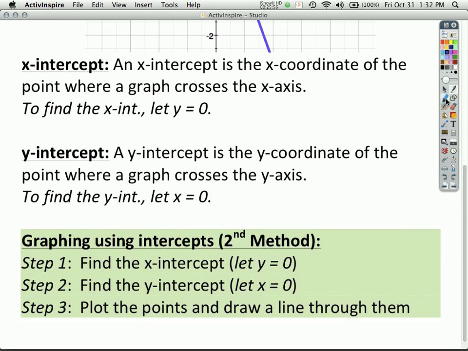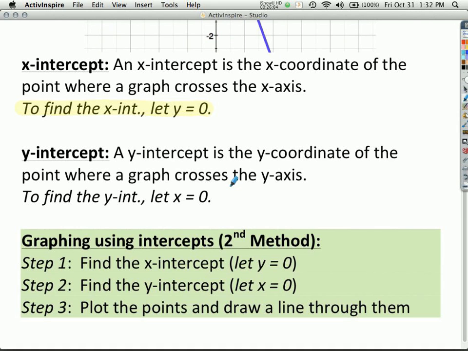I also have told you here in words how to do steps 1 and 2. To find the x-intercept, make y 0. To find the y-intercept, make x 0. We're going to talk more about that in about 20 minutes. Actually, in about 10 minutes, I should say. Any questions so far? Good.